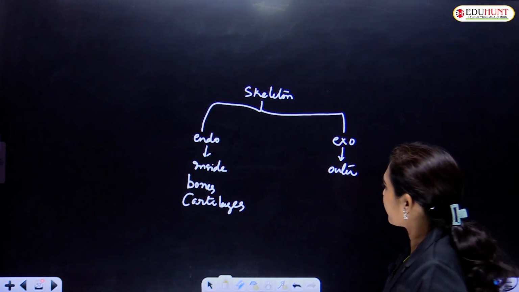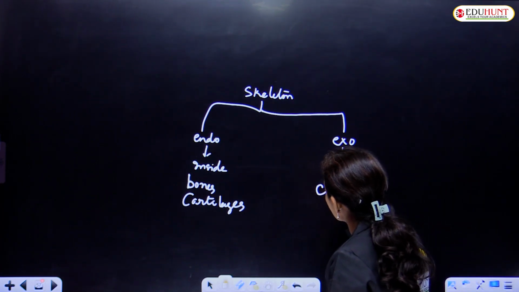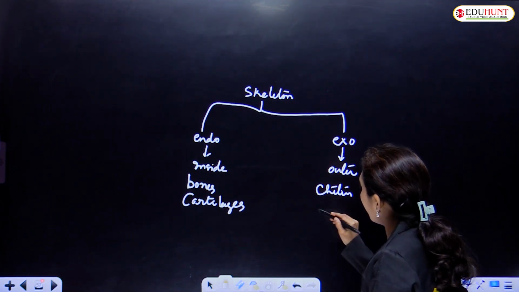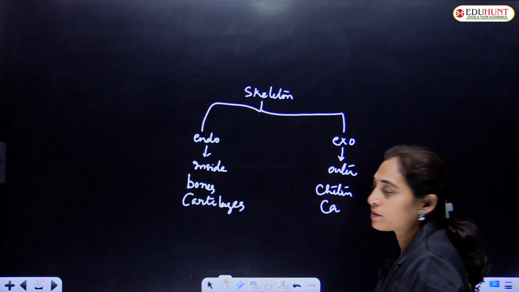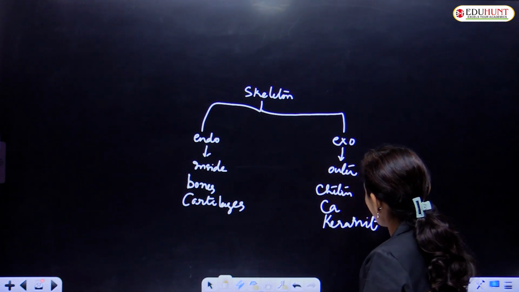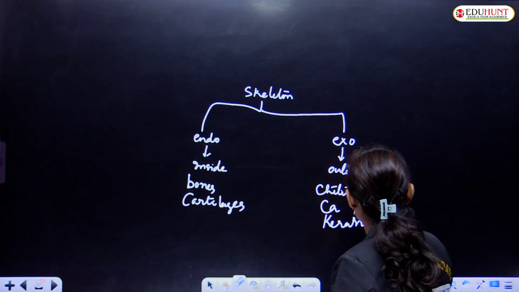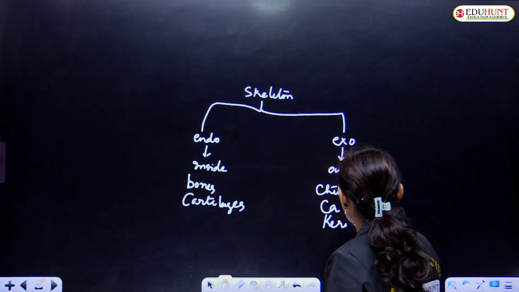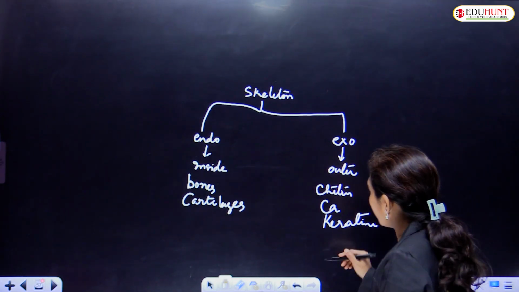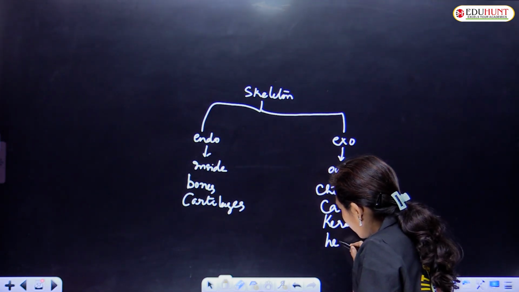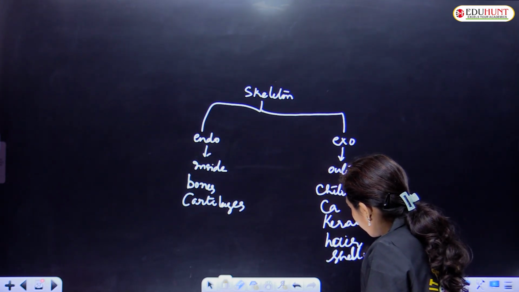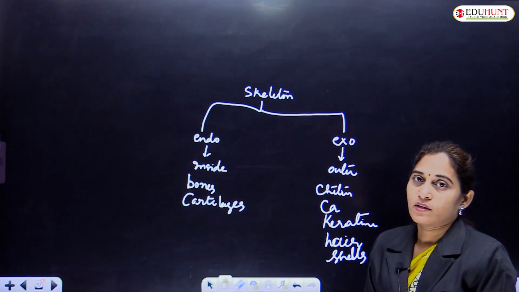Exoskeleton is made up of chitin materials, and even calcium will also be there, keratin, proteins, and this consists of hair, shells, like that. Exoskeleton.